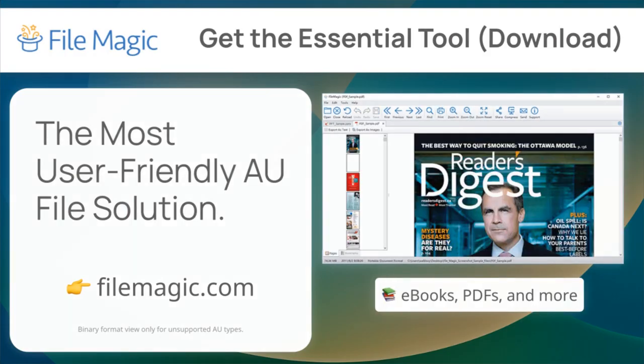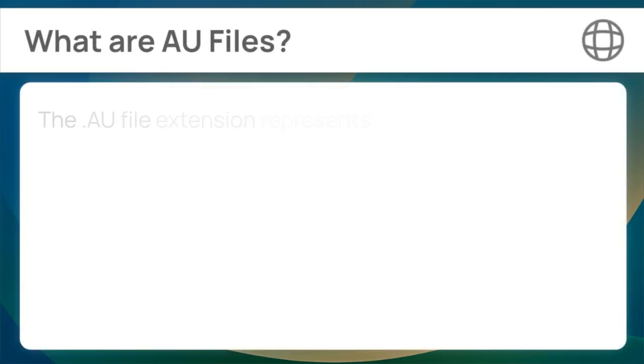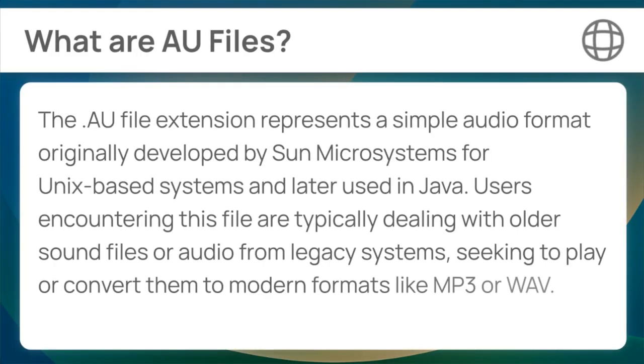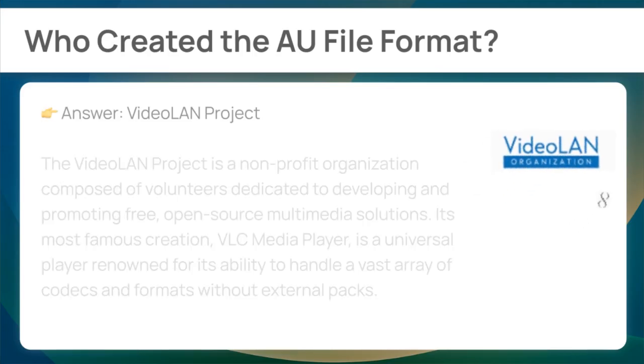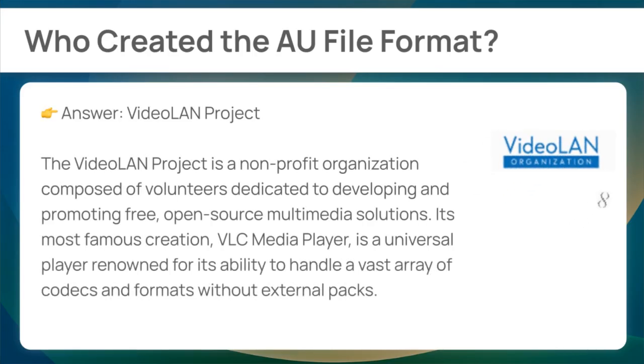More on this later. The .au file extension represents a simple audio format originally developed by Sun Microsystems for Unix-based systems and later used in Java. Users encountering this file are typically dealing with older sound files or audio from legacy systems, seeking to play or convert them to modern formats like MP3 or WAV.